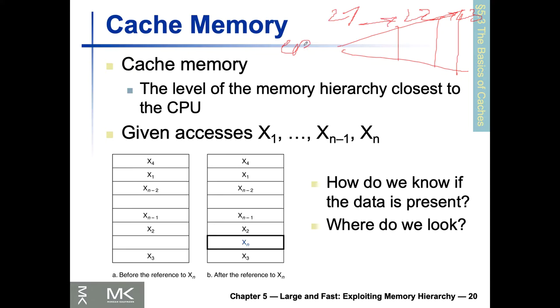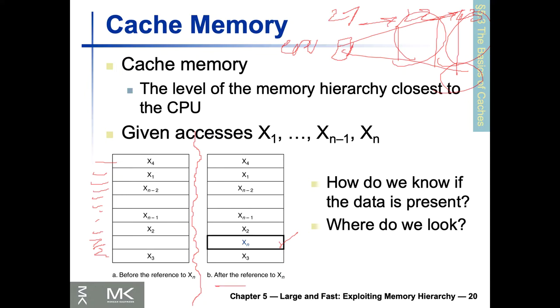Say you have some accesses, you need to reference some addresses and the values at those addresses. First of all, how do we know if the data was present? We need to find X of N in this case. Before the access, we were trying to find Xn in our cache. Then this is after we access Xn, so it is in the cache. That means we were looking for Xn, we searched the cache and couldn't find it. It was a miss. We found it from the lower level, either from L2 or L3 or from memory, then we copied it here. Now we access it after it was referenced.